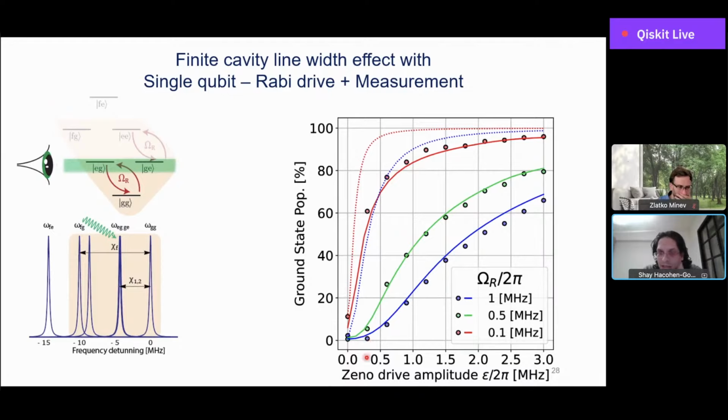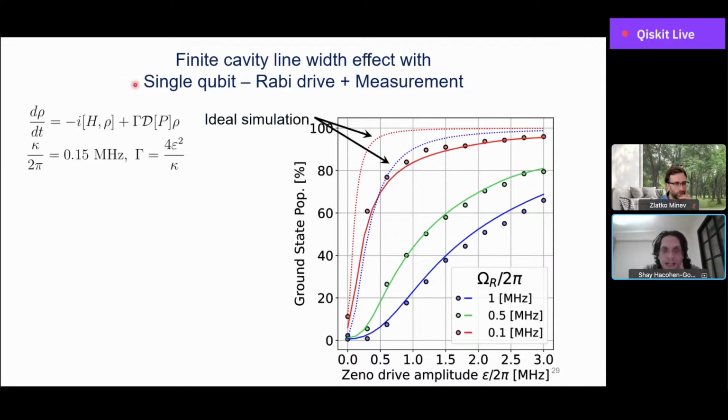And we can see the expected behavior. You know, we drive stronger and we see more Zeno block. And as the Rabi frequency is slower, then we can see that the block works better. This goes along with the Zeno effect. But if we try to compare it to the ideal simulation, if we relate the drive strength to the measurement rate, and this is these dotted lines over here, so this blue dotted line ideally would lie over here, we see this is very far away.